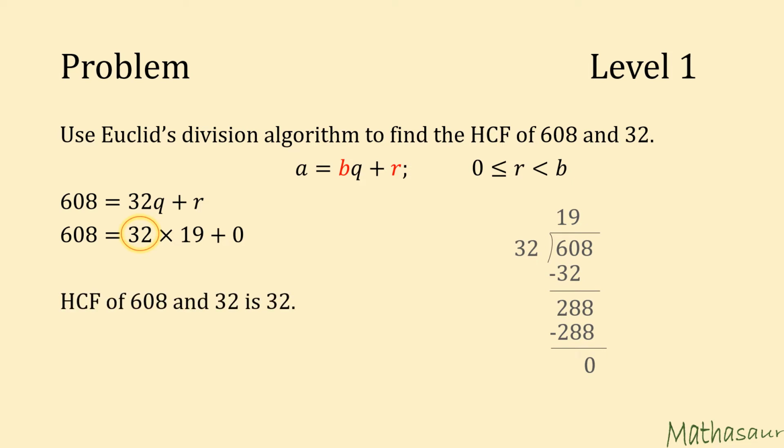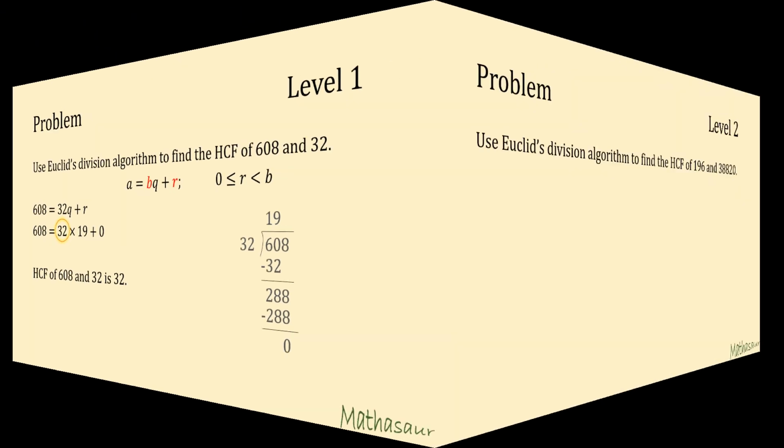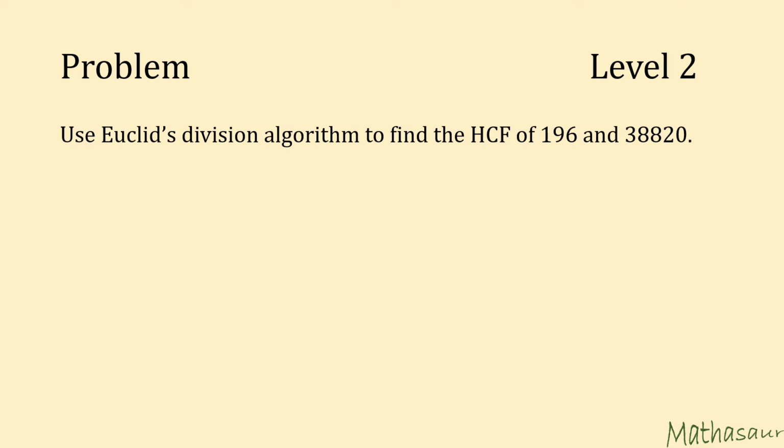If you get confused between 19 and 32, which one of these is the HCF, then recall that the HCF, highest common factor, needs to divide both the numbers 608 and 32. Now here, while 19 is a factor of 608, it does not divide 32. So 19 cannot be the HCF. So by elimination, you can figure out that 32 is the HCF here. Let us look at another problem.